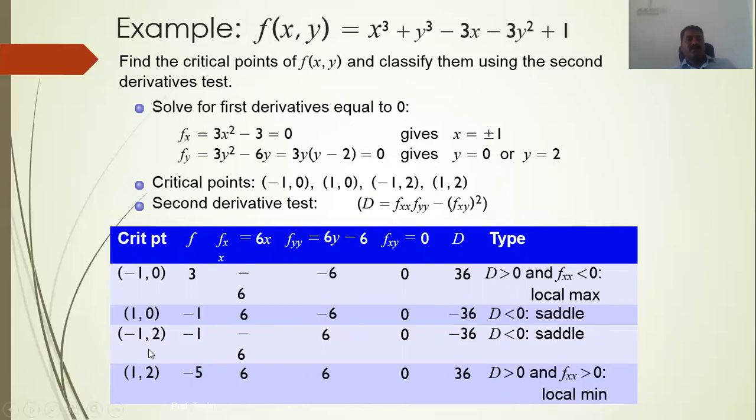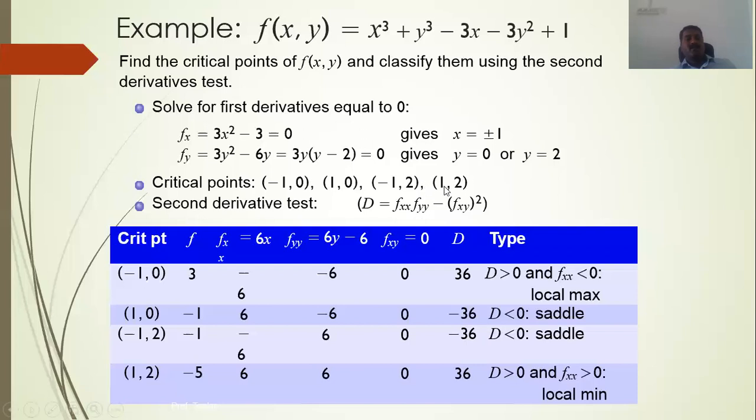Similarly, take (-1, 2). At (-1, 2), we see that f equals -1, fxx equals -6, fyy equals 6, and fxy equals 0. Plug into the D, fxx times fyy minus fxy whole squared. Plugging in, we see that D is less than 0. So it's also a saddle point.